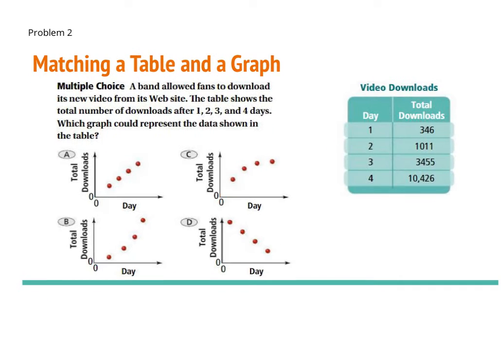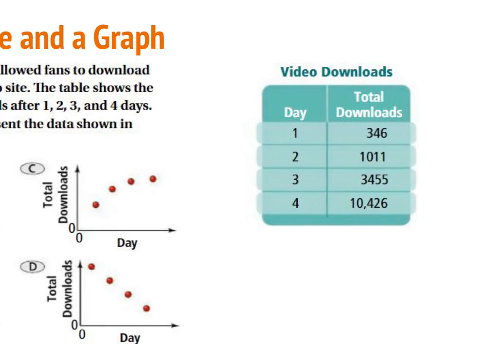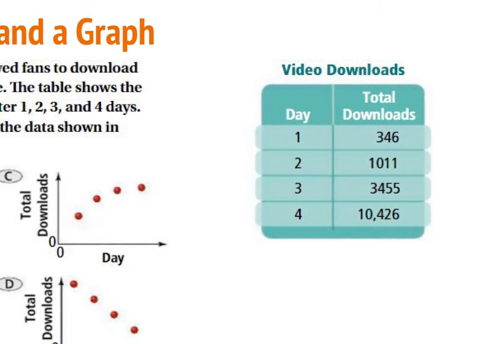All right, so our next problem is we're going to match a table and a graph. A band allowed fans to download its new video from its website. The table shows the total number of downloads after 1, 2, 3, and 4 days. Which graph could represent the data shown in the table? First let's take a look at this table. On day 1, they had 346 downloads. On day 2, they had 1,011 downloads. On day 3, they had 3,455 downloads. And on day 4, they had 10,426 downloads.